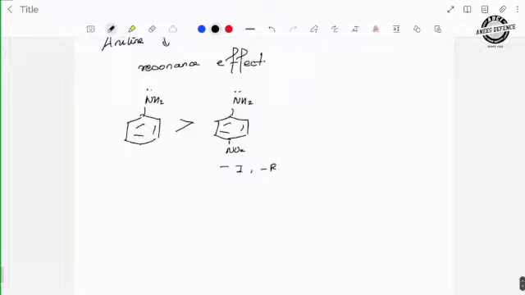Okay. Minus R is electron withdrawing effect and plus R is electron donating effect.